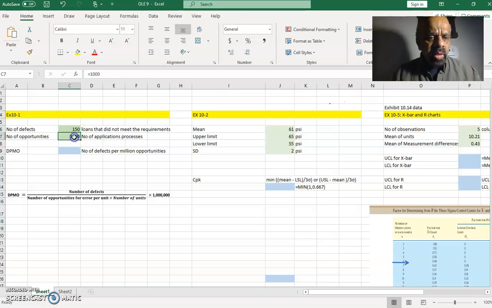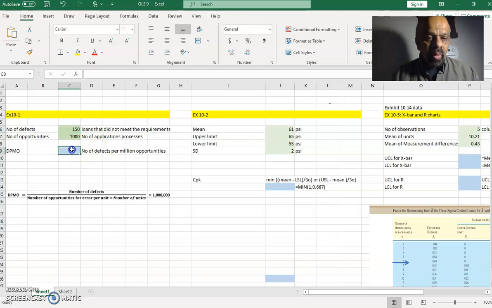Number of opportunities are loans that I am processing as a manager. I'm looking at the number of applications and I'm processing it. The number of applications is 1,000. Out of that 1,000, I'm seeing that there are some loan applications which were wrongly filled by the applicants, and that is 150. So I'm calling them the defects.